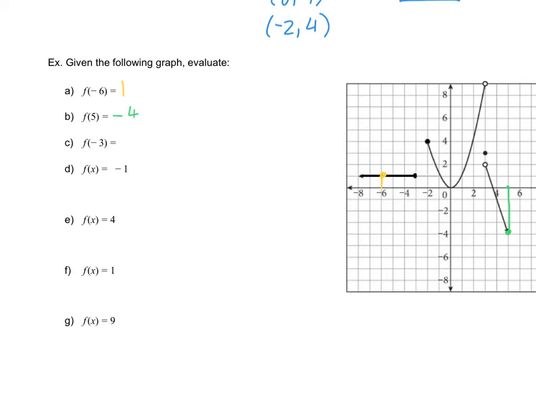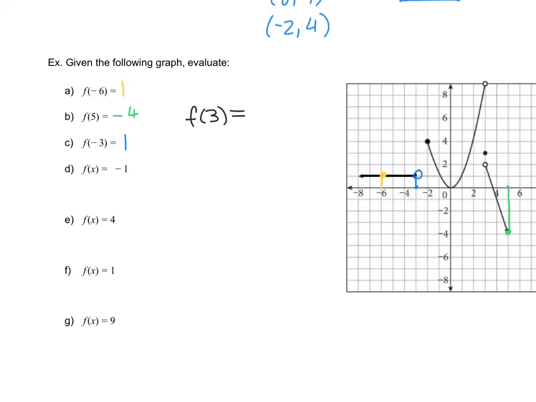Now, f of negative 3. I go to negative 3 on my x-axis. I look up, there's my point. It's at 1. And I can do that for any value I want. And actually, I'm going to do one more, for f of 3, because that one can be a little trickier. So let's just add f of 3 here.